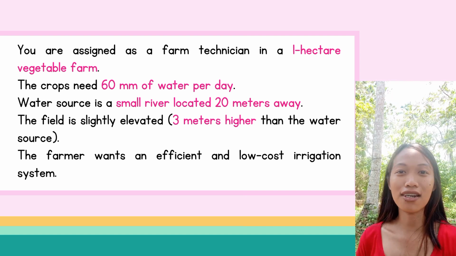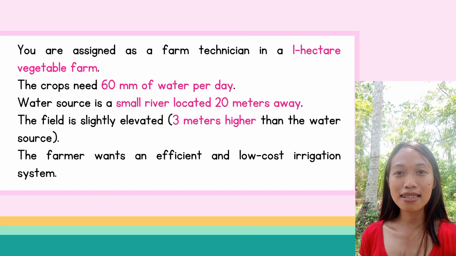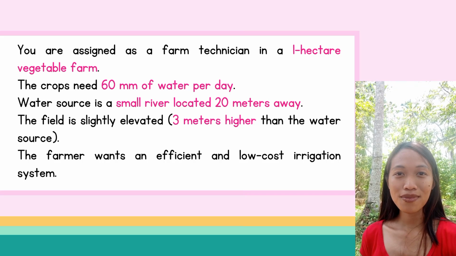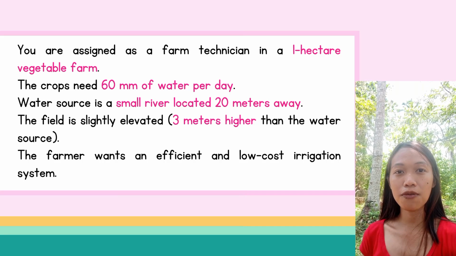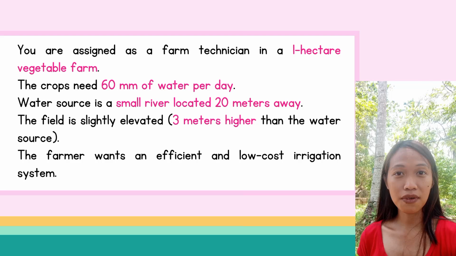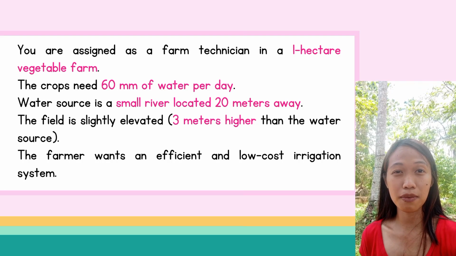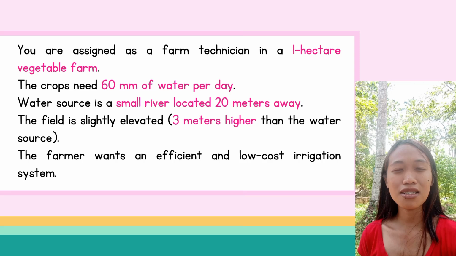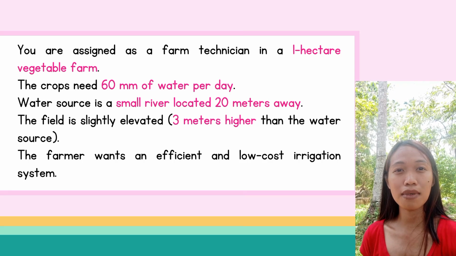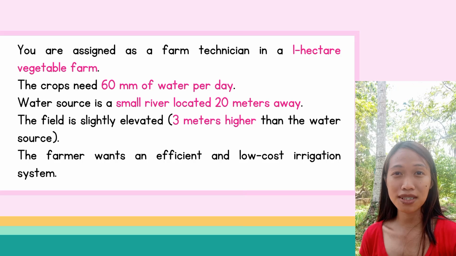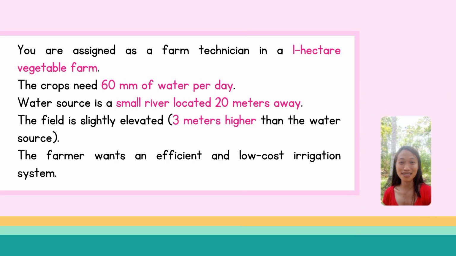Take this for a scenario. I am assigned as a farm technician for a 1 hectare vegetable farm. The crops require 60 mm of water per day. The available water source is a small river located 20 meters away from the farm. Additionally, the field is slightly elevated by 3 meters above the water source. The farmer's goal is to develop an efficient and low-cost irrigation system.